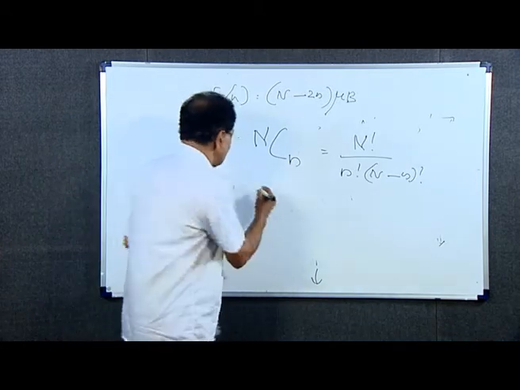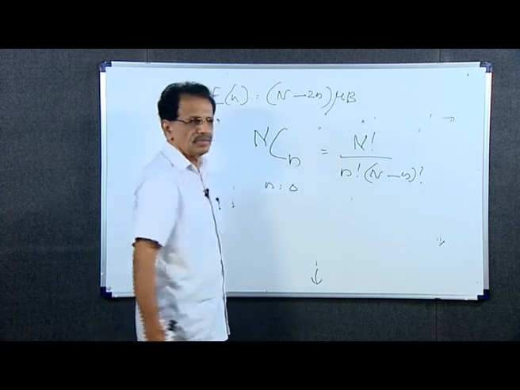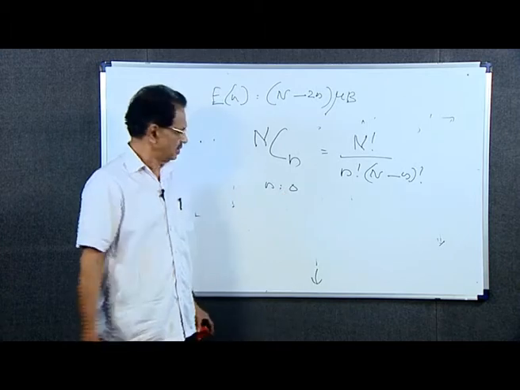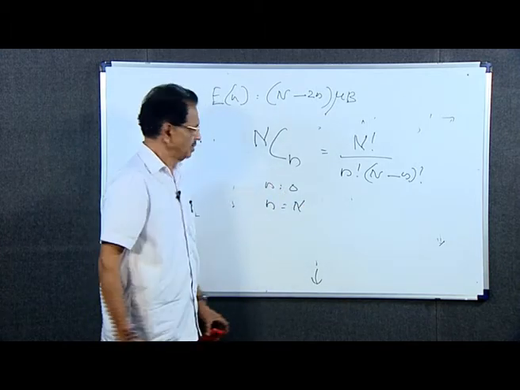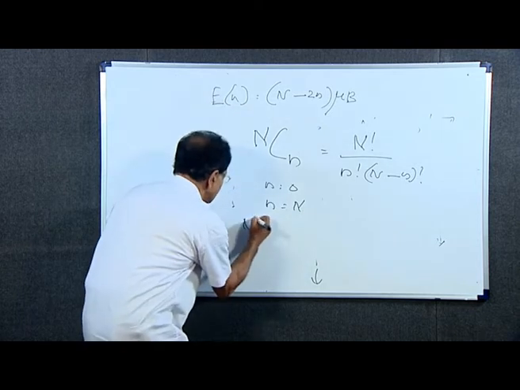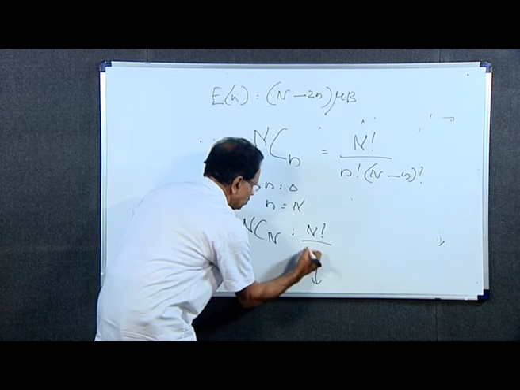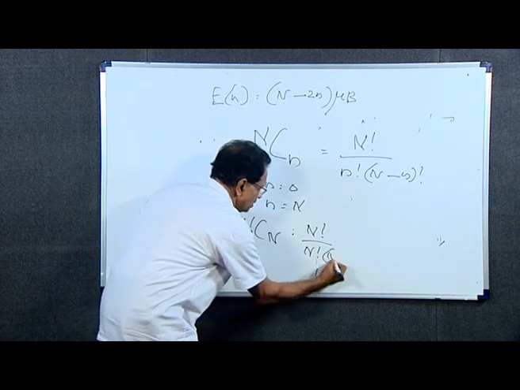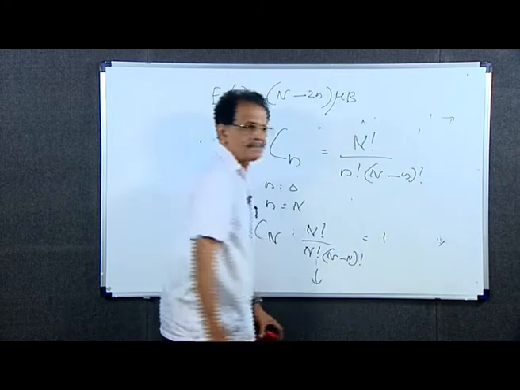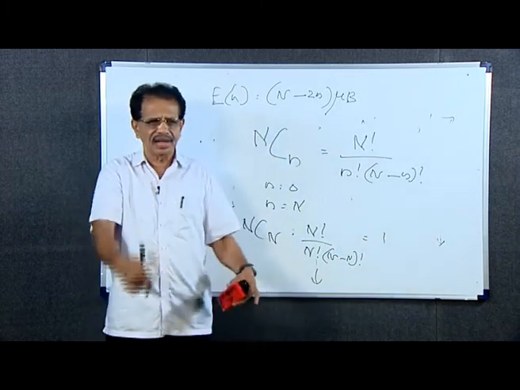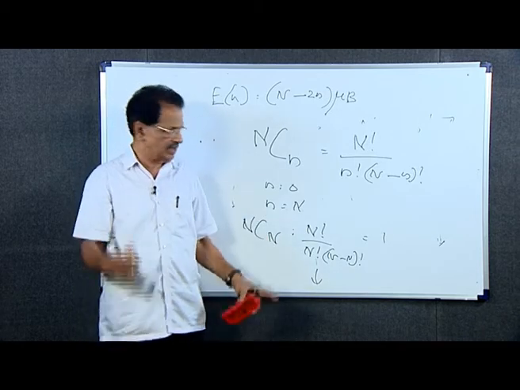So if small n is equal to 0, which means nothing is aligned parallel to the field, or if small n is equal to capital N, all are aligned parallel to the field. Let us see, NCN means N factorial over N factorial times 0 factorial, and 0 factorial is equal to 1. Only one state, all are aligned parallel to the field. All are anti-parallel, only one state.